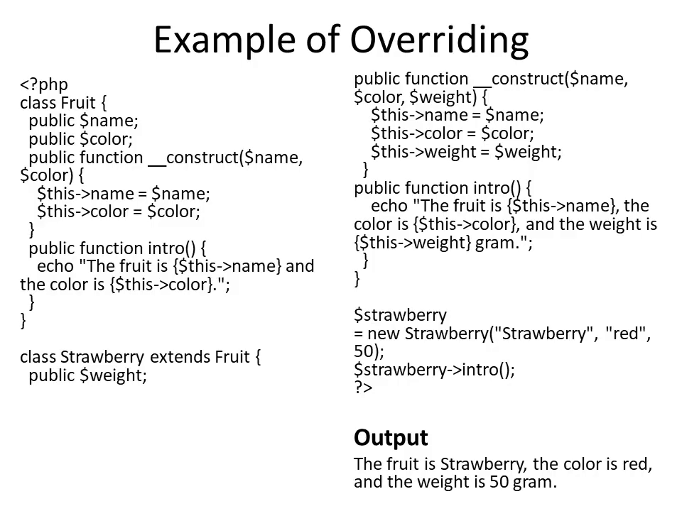For example, there is a class Fruit which has two attributes, name and color, and there are two functions, construct and intro. Then there is a class Strawberry which extends Fruit and it has weight as an attribute, and there are again two functions, construct and intro. So both the function names are the same, in the base class and in the derived class. So outside the class, whenever I'm creating an object of a derived class and I'm passing parameters, the derived class function will get called.